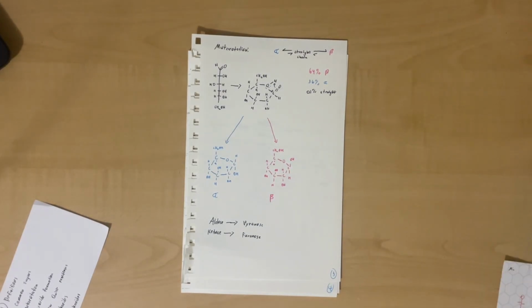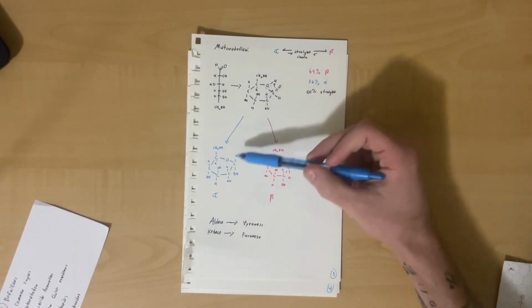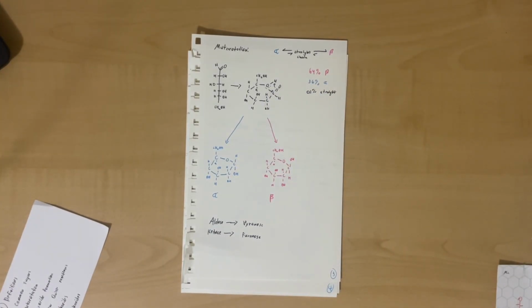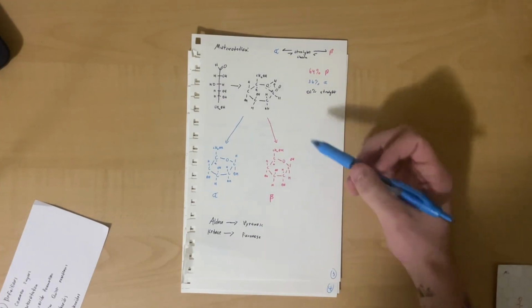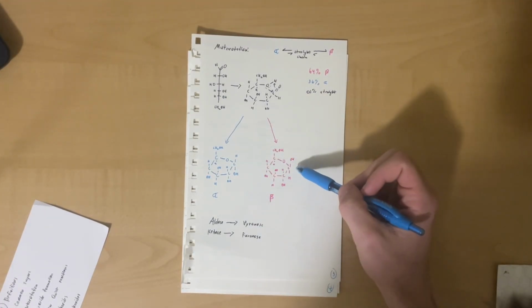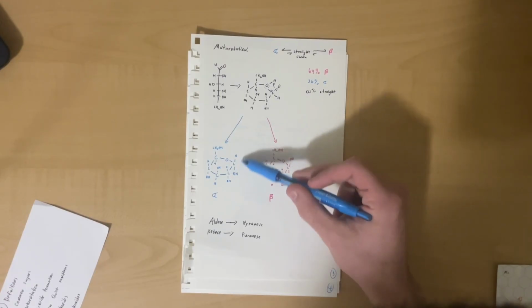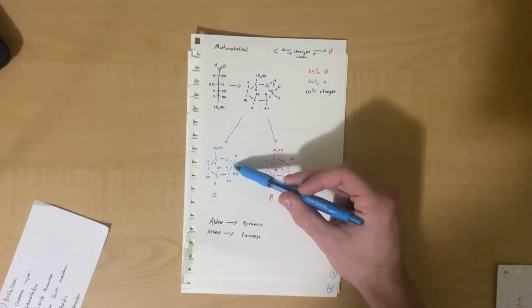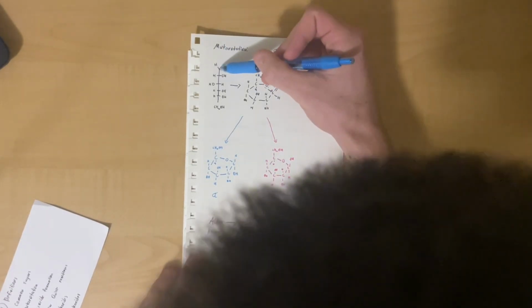And when it converts into the cyclic form, you have two versions that it can possibly go into, called the alpha and the beta. This idea of alpha and beta is going to be really big for these next sections. The idea of the alpha versus the beta has to do with this part right here. Again, this is the anomeric carbon. If you number it, this is 1, 2, 3, 4, 5, 6.